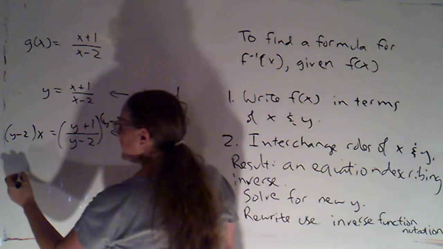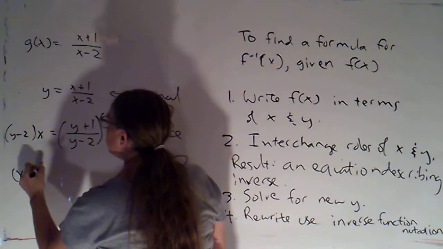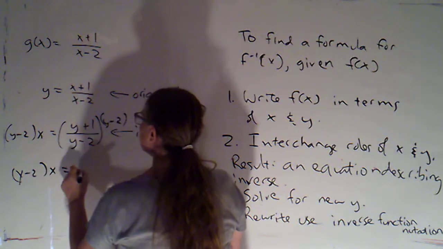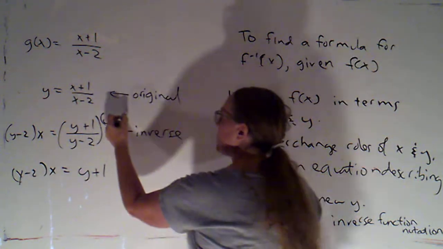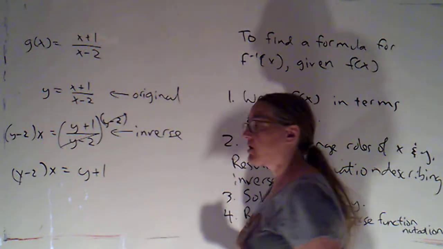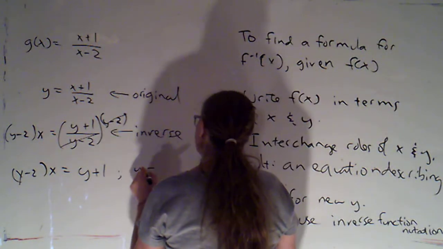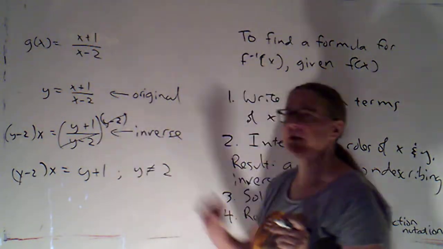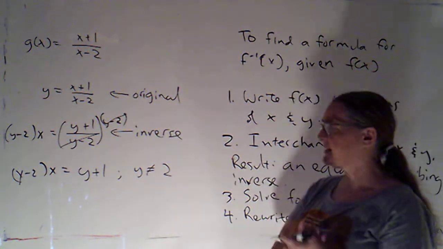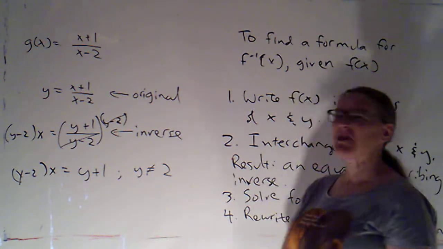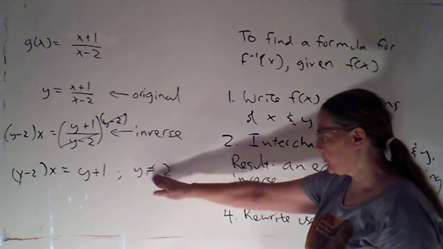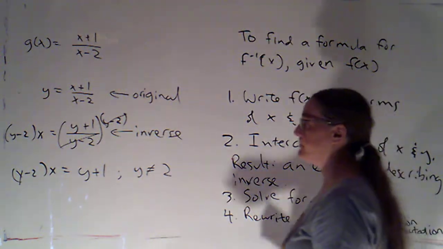Now when I do that, I get y minus 2 times x is equal to y plus 1. The y minus 2's are going to cancel. Now I do have a restriction here that y can't be 2 because I started with a y minus 2 in the denominator and it's not there anymore. So, good practice, I'm going to just record that.